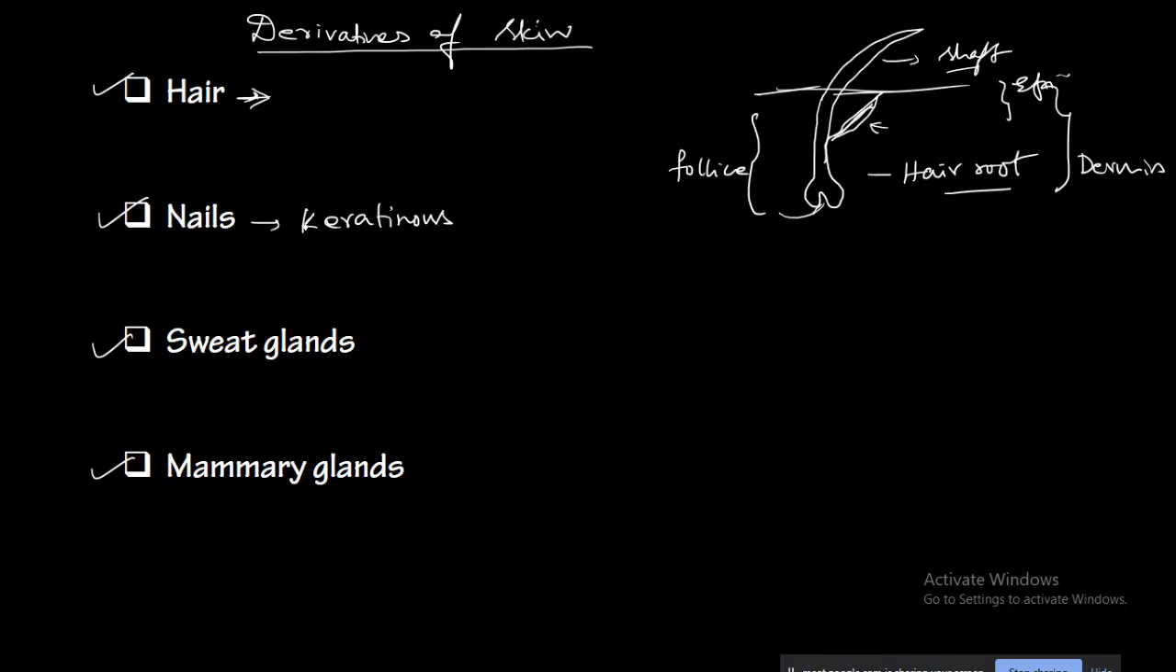Basically the nails have three sections. One is the plate, the other is the bed or the root, and the other is the matrix. The plate is the outermost hard part that we are all seeing, which is dead and keratinous. Nails don't have any sensation; they are dead cells, totally keratinized protein.